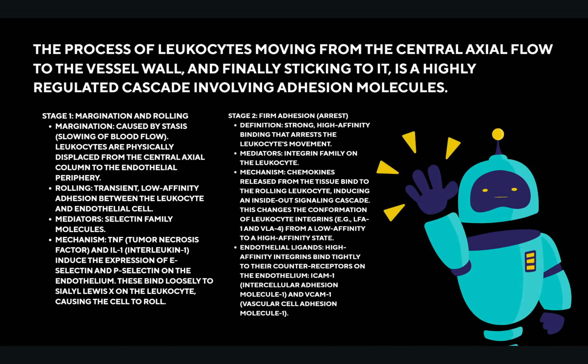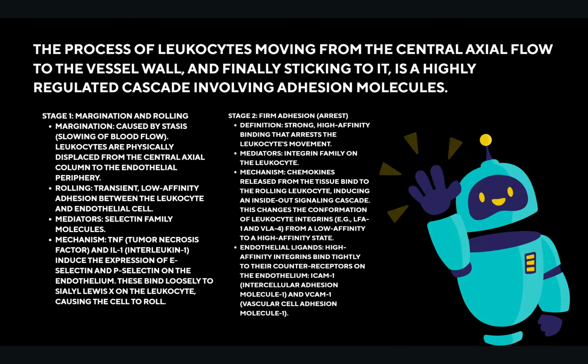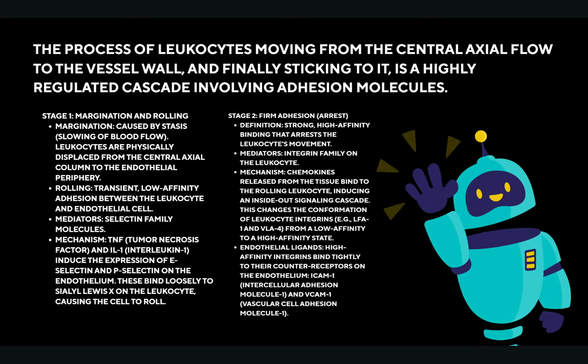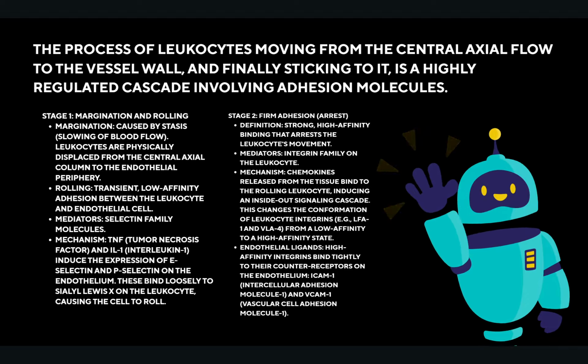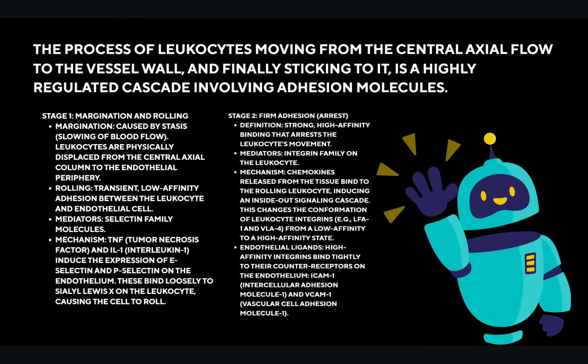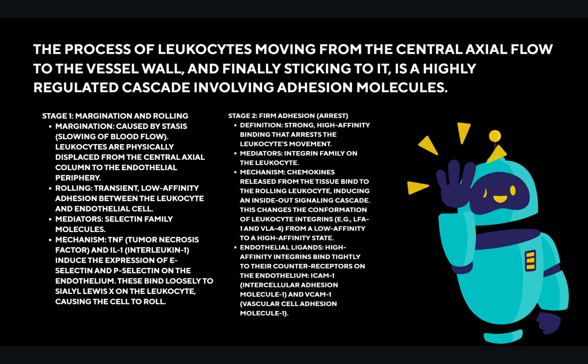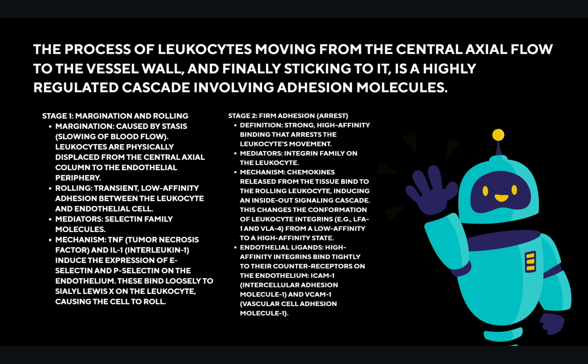Then the firm adhesion, step 2. It's the arrest. For the cells to stop, we need a high affinity lock. This is firm adhesion. This phase is mediated by the integrin family on the leukocyte. Chemokines released from the tissue bind to the rolling leukocyte.